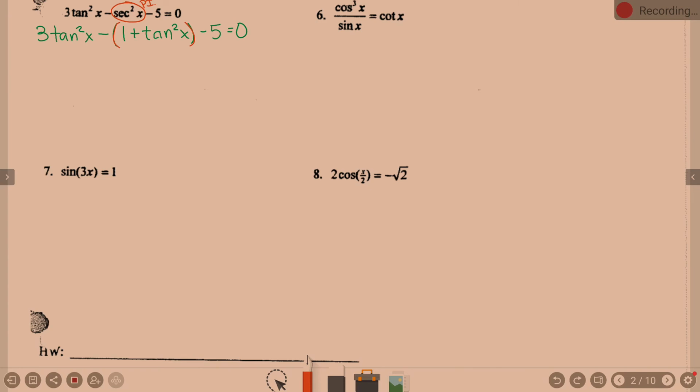So look for those Pythagorean identities that can connect the two. Since my problem was in terms of tangent and secant, there's the Pythagorean identity that connects them. I can go to all tangent or all secant. Tangent seems more logical here, A, because I'd rather work with tangent than secant, but B, my identity was set up 1 plus tangent squared equals secant squared.